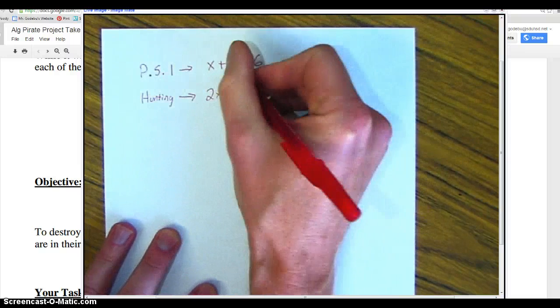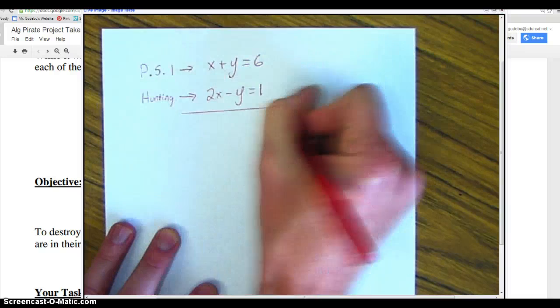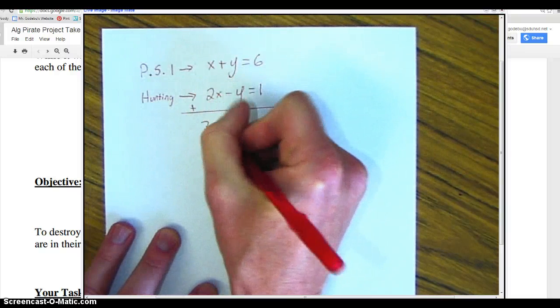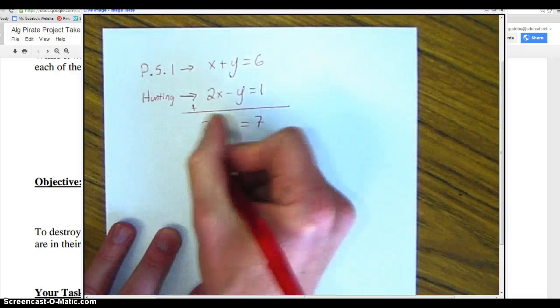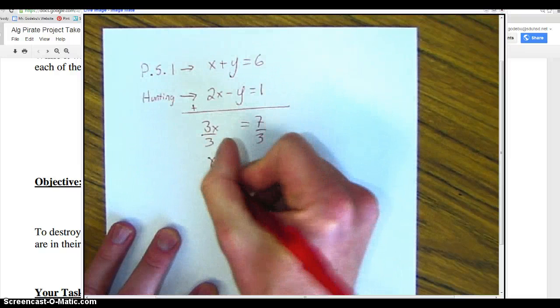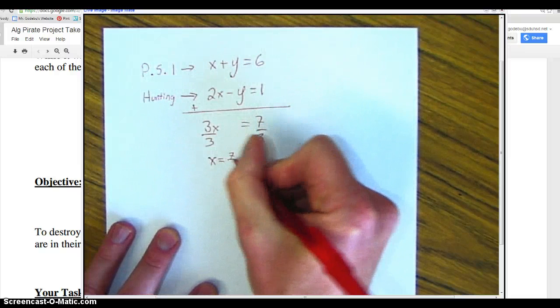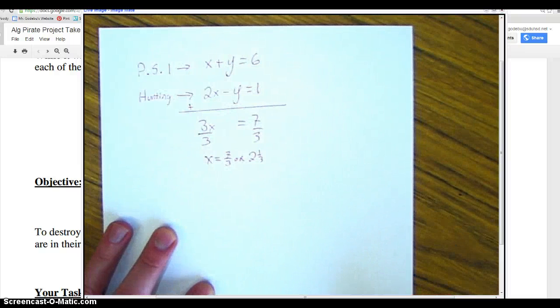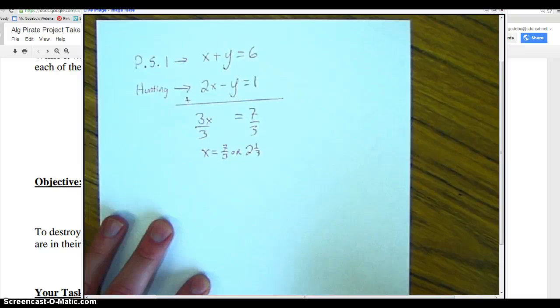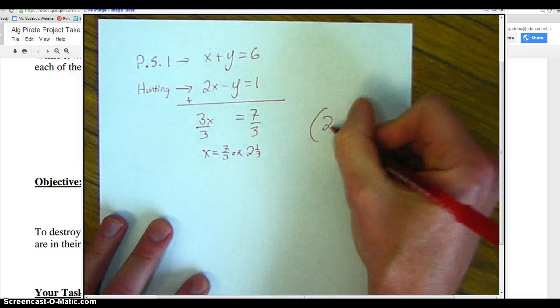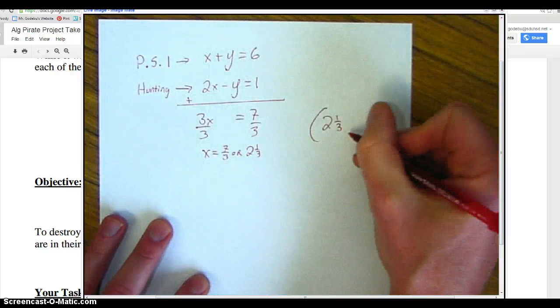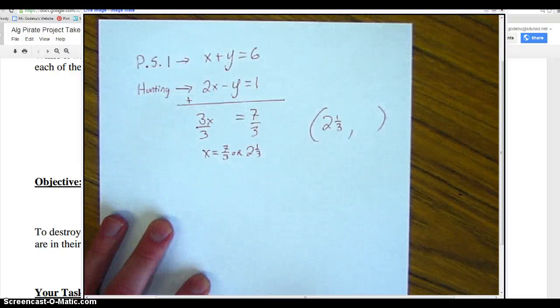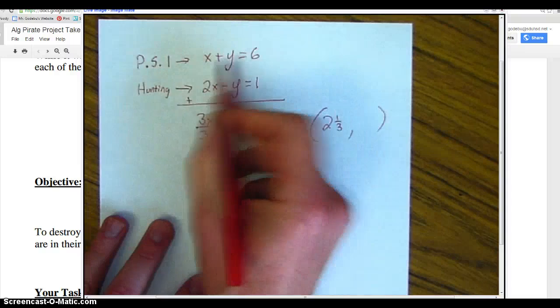So if I go ahead and cancel these y's by adding these equations, I get 3x equals 7. Divide by 3, and I get x equals 7/3, or 2 1/3. And that's not a very nice, easy to identify point, but it is what it is. So I know that half of my ordered pair is 2 1/3. Of course, I still need to know what y is, so then I would plug that number in, probably into the top equation.